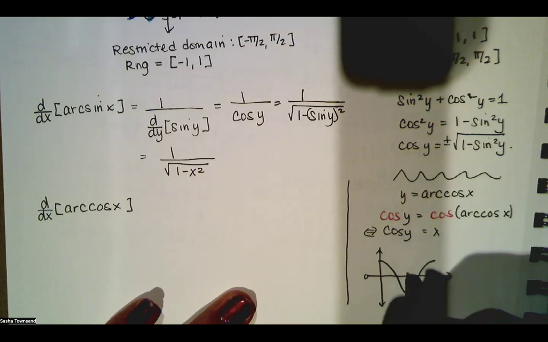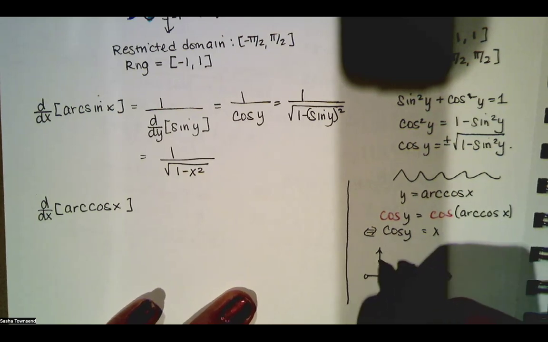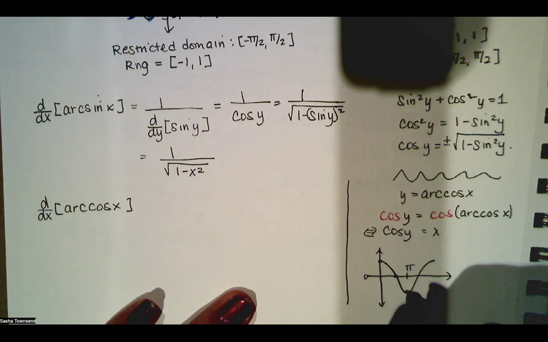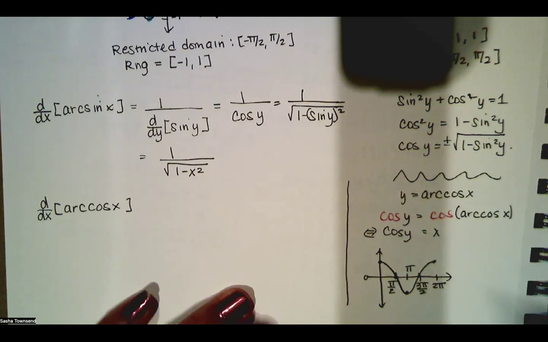The cosine graph looks like this. It goes from its max to 0 to its min, back to 0, and then back to its max. And all the interesting things happen at 1/4 of the period, and the period is 2 pi. So it looks like this.